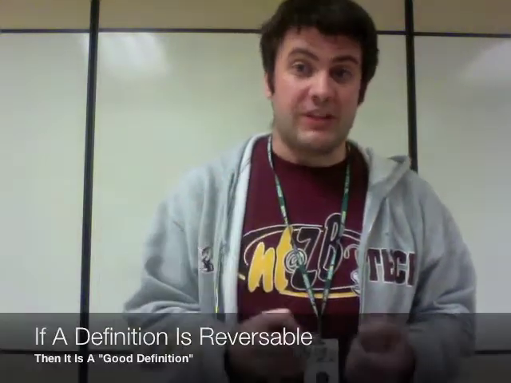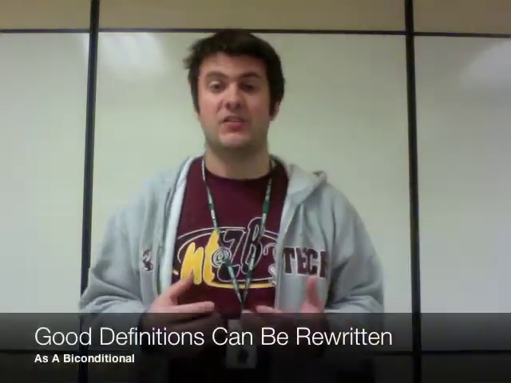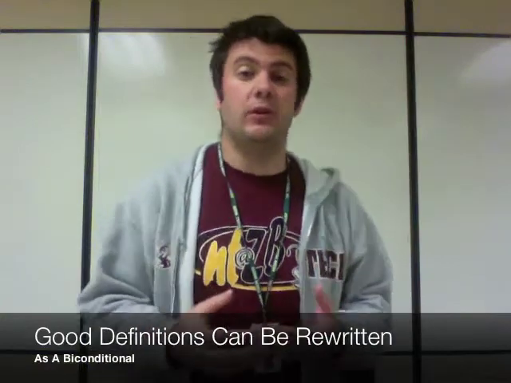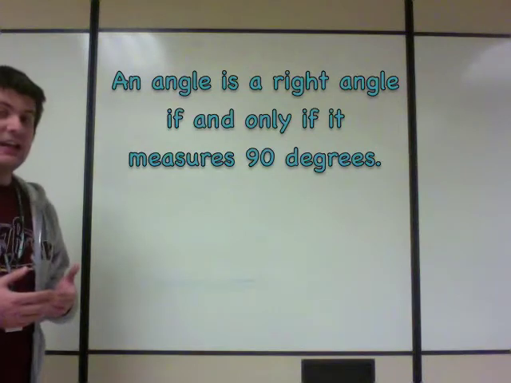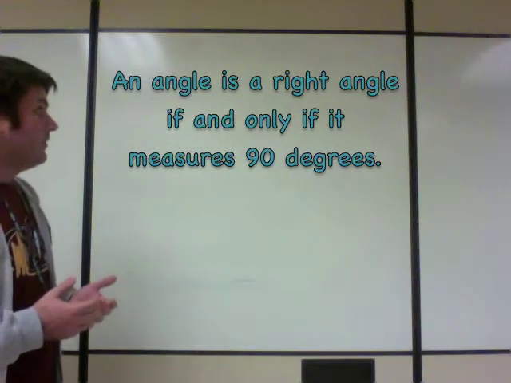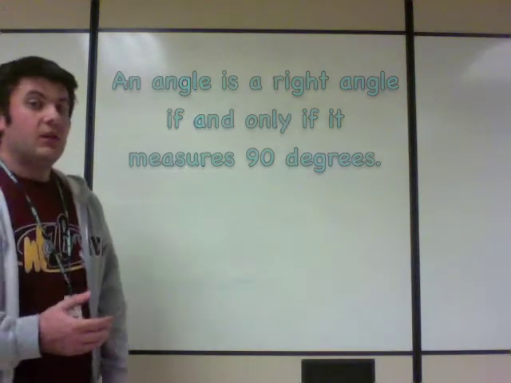Now, when we have a good definition, we can rewrite it as a biconditional. So here's what it would look like. An angle is a right angle if and only if it measures 90 degrees. So when we have a good definition, we can rewrite it as a biconditional.